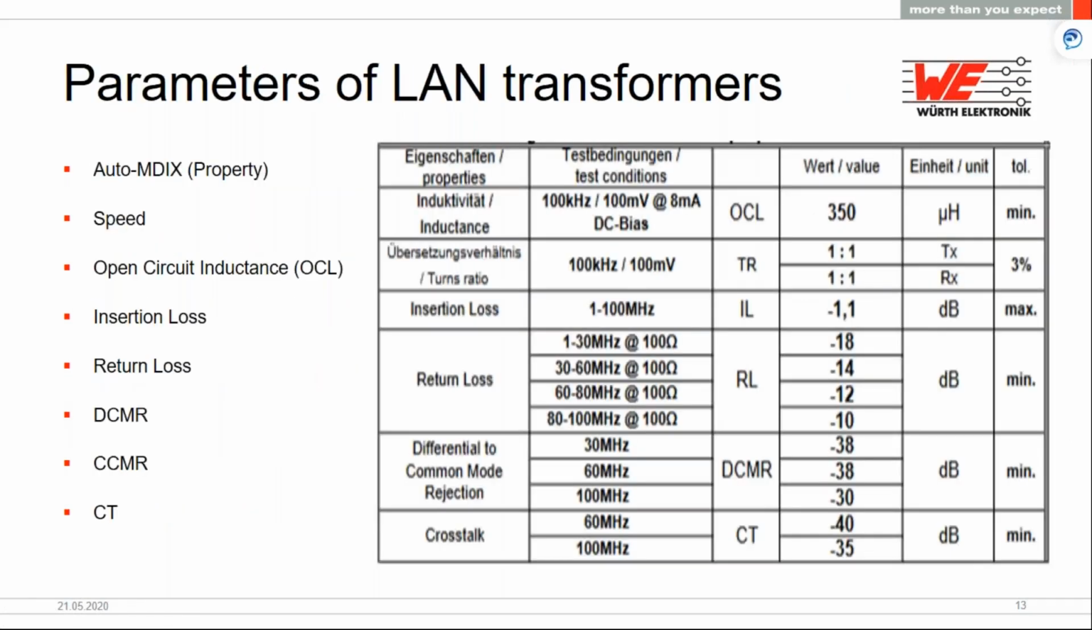Now, based on this circuit, we can define the parameters that are important when we are selecting a LAN transformer. Here you can see a sample data sheet with all the parameters listed and all the values given, for example. Now, we will go through each and every parameter and see what it means exactly.